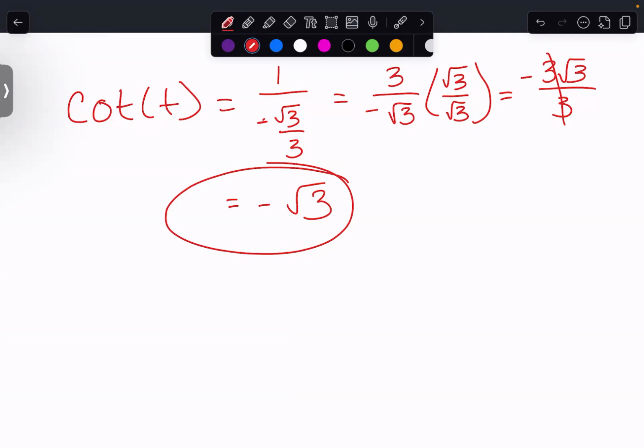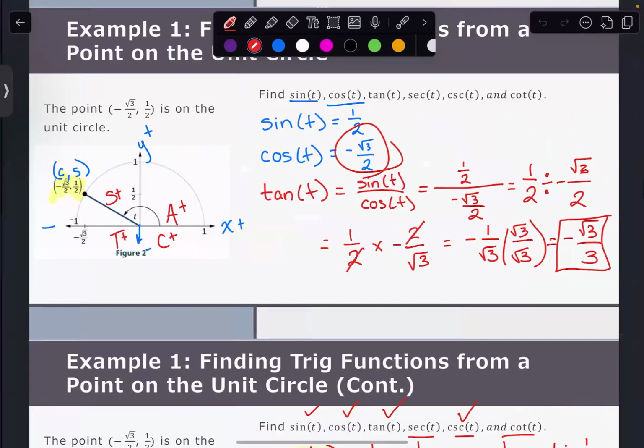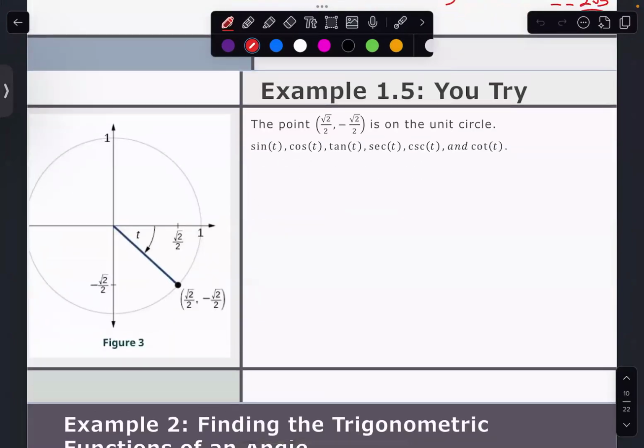So we just went through all 6 trig functions. Now I want you guys to try one on your own. So this one says that the point square root of 2 over 2, negative square root of 2 over 2, is on the unit circle. And what I would like for you guys to find is sine, cosine, tangent, secant, cosecant, and cotangent.